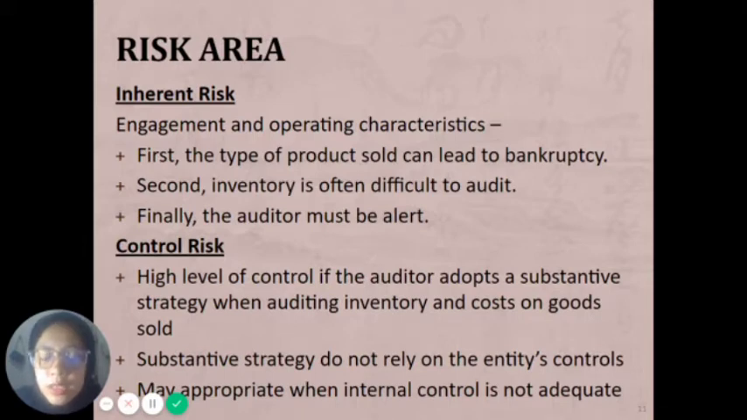For control risk, there is a high level of control risk if the auditor adopts a substantive strategy when auditing. A substantive strategy is a strategy that does not rely on the entity's control. It may be appropriate when internal control is not adequate. For Fine Jewelers Incorporated, it is not advisable to use a substantive strategy because Fine Jewelers Incorporated needs to rely on the entity's control.